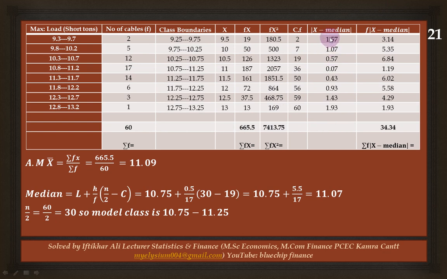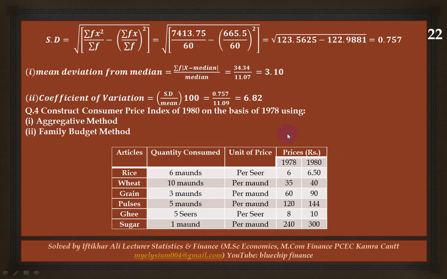And then we multiply all these values with the respective f: 3.14, 5.35, 6.84 and so on. And the sum of f times |x minus median| equals 34.34. And we just now put these values into the formula and the mean deviation from median is 3.10.